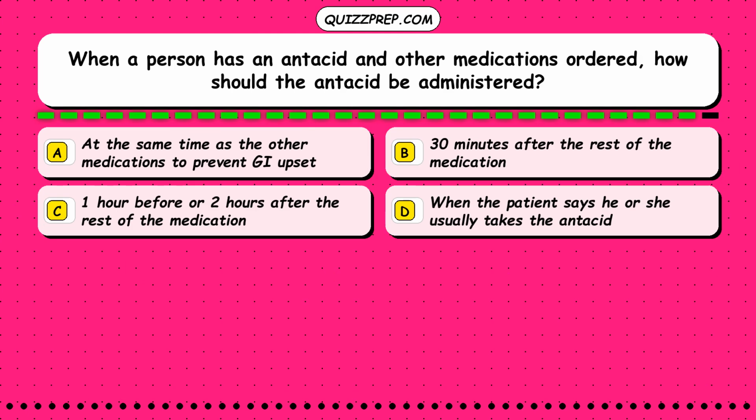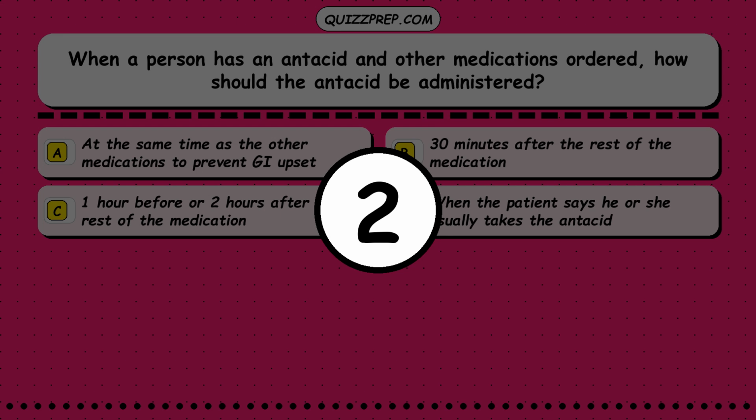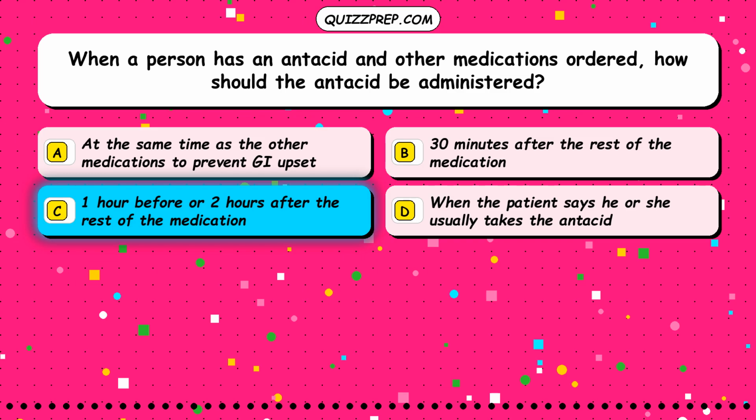Question 119. When a person has an antacid and other medications ordered, how should the antacid be administered? Option A, at the same time as the other medications to prevent GI upset. Option B, 30 minutes after the rest of the medication. Option C, 1 hour before or 2 hours after the rest of the medication. Option D, when the patient says he or she usually takes the antacid. The correct answer is option C, 1 hour before or 2 hours after the rest of the medication.